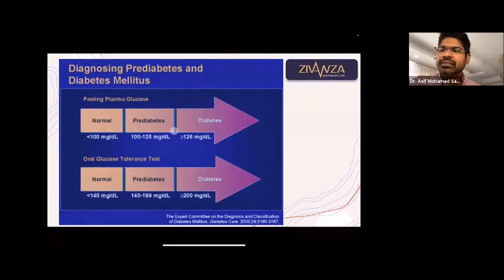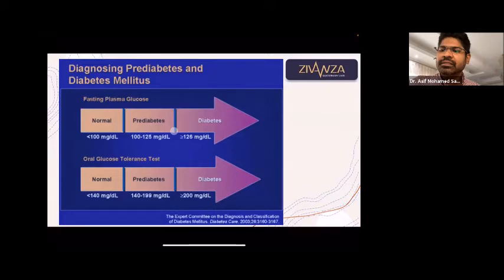However, I should mention that there is a rider that a single isolated value cannot be used for the same. And there has been a difference in consensus regarding how many of these reports should come positive or how many of your blood glucose values should go above the normal in order for you to be considered as a pre-diabetic person.